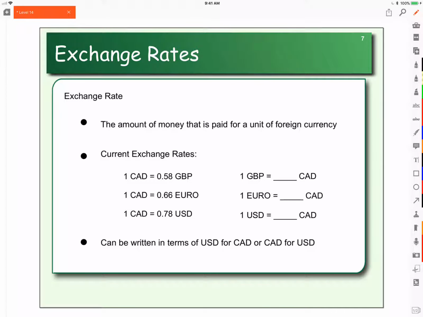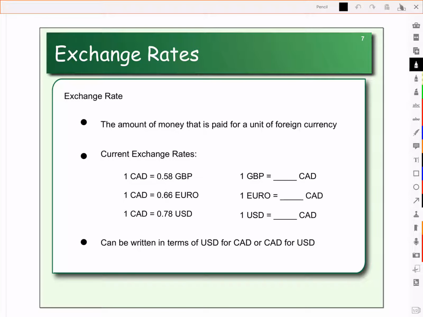So let's look at, for example, Canadian dollars and British pounds. So right now, 1 Canadian dollar is worth 58 cents, or 0.58 in terms of British pounds. So how much is a British pound worth? To find that, we take 1 and divide by the 0.58. So if we do 1 divided by 0.58, then we find that 1 British pound is worth $1.72 Canadian.